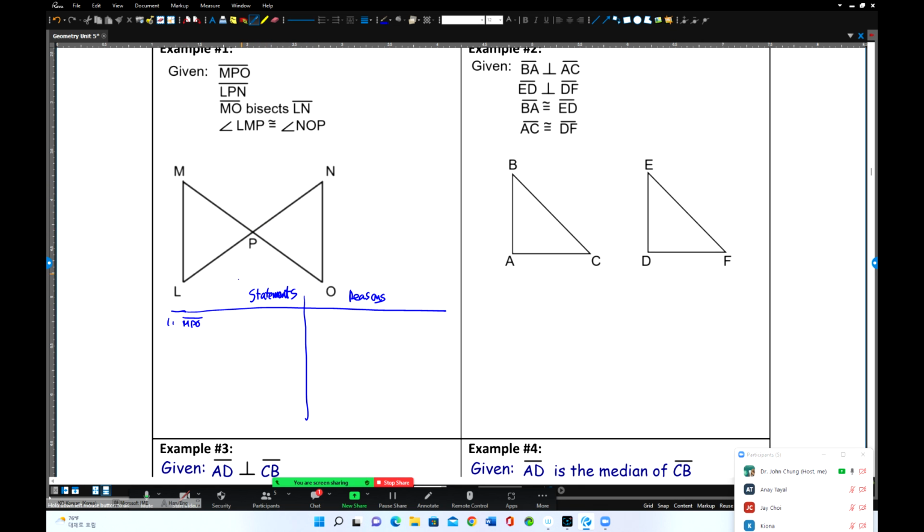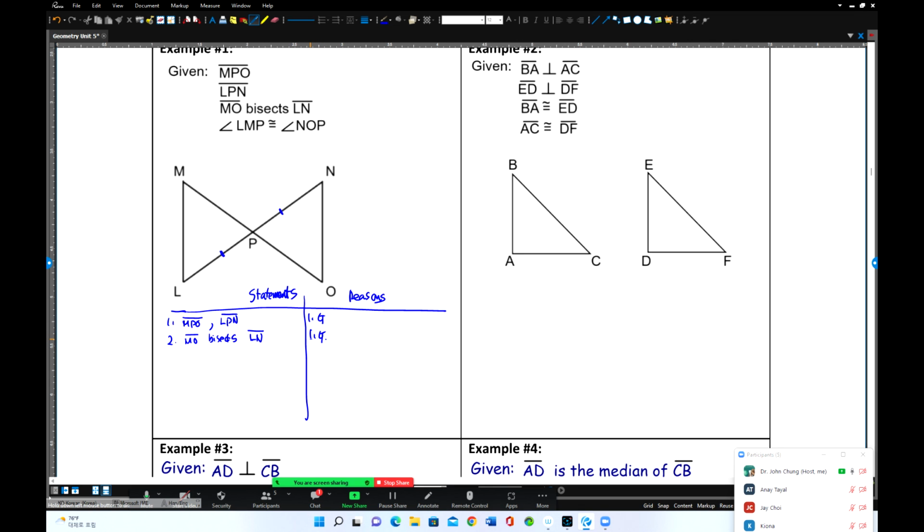That's why we say these two angles are vertical angles, right? If this is not straight, then those are not vertical angles. I told you to say vertical angles, these two lines make a line. Straight line. LPN is a straight angle. This is given. From here, segment MO bisects LN. You write this down. MO bisects LN, so these two sides are congruent. That's the meaning. That's another given.